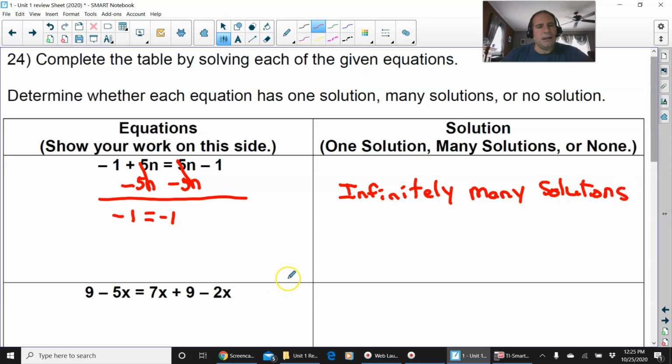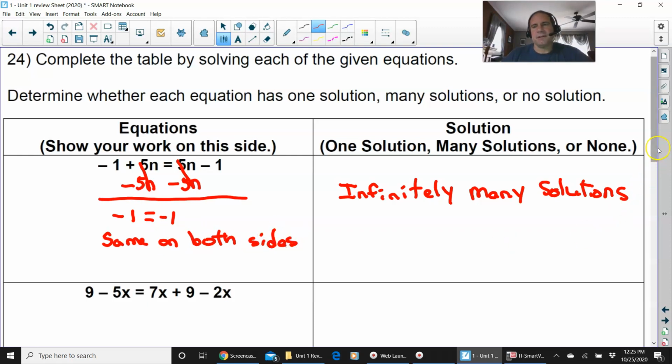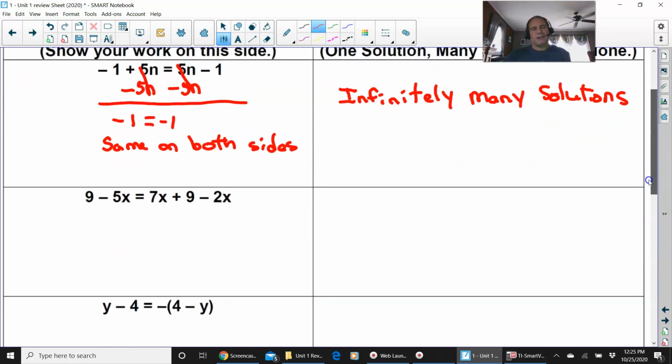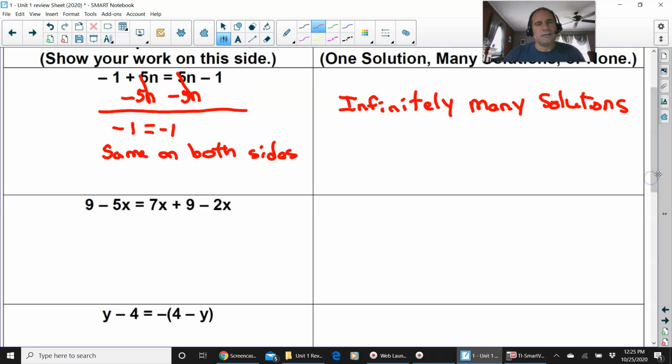Okay, and that is the same expression on both sides. So that's how you do that. Go ahead, try the rest of them just like that, and then press pause, and then we'll come back with the answers. Press pause now.